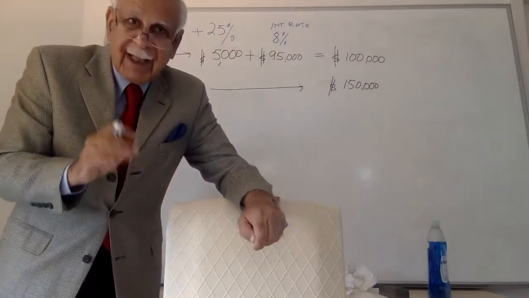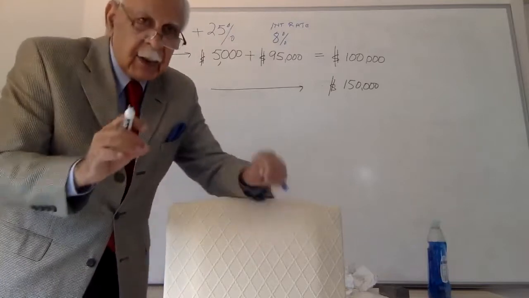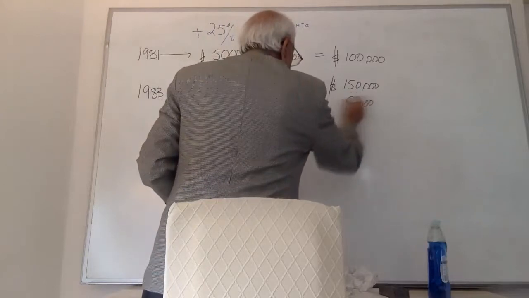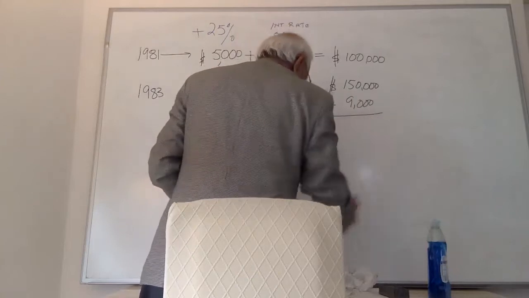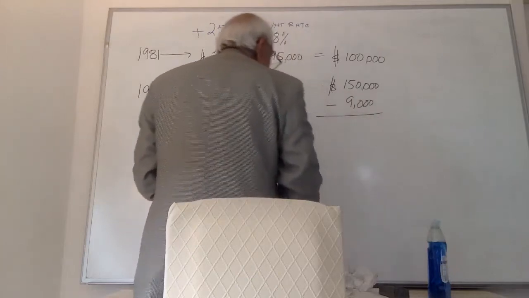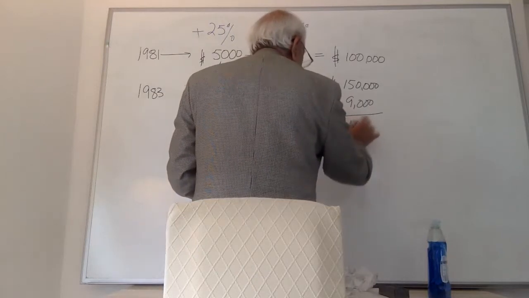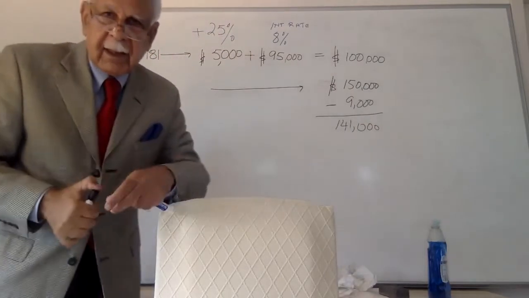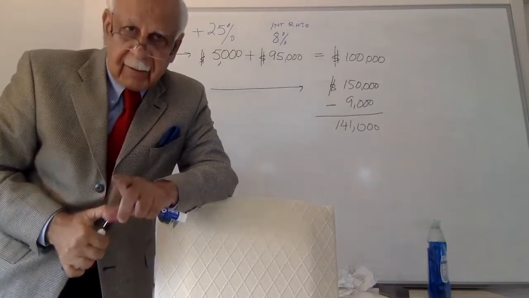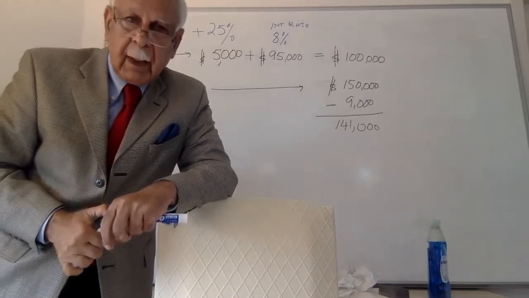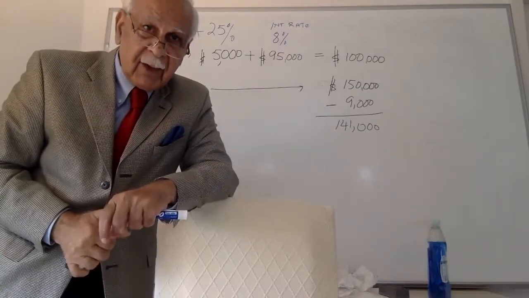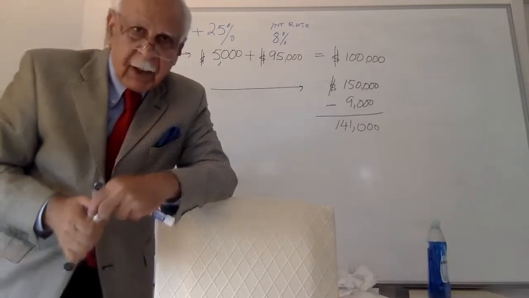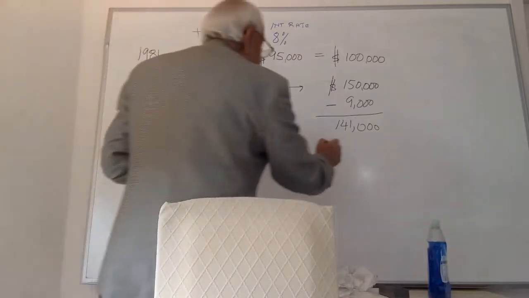In America, the commission is 6% of the selling price. So I had to pay the agent what? $9,000. Now I'm left with $141,000, correct? But don't forget, for 2 years, I've had to pay the bank 8% interest on $95,000. Let's round it at $100,000. So interest at 8% for 2 years will be how much?